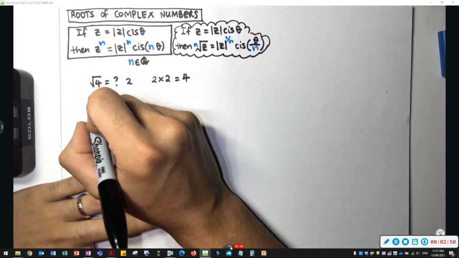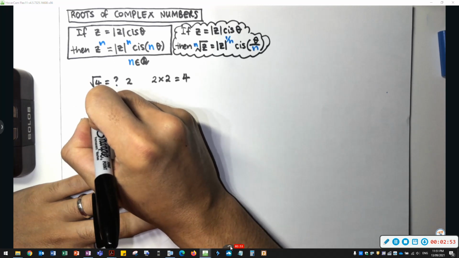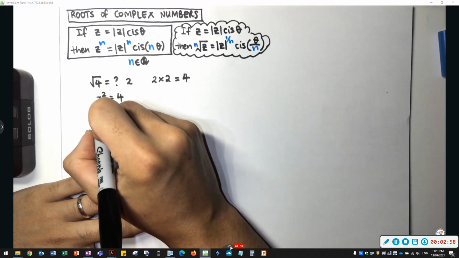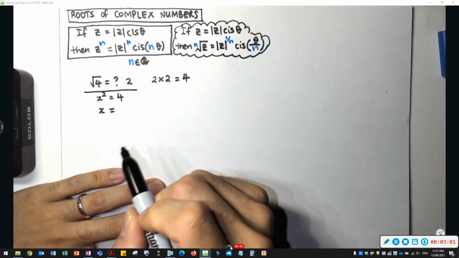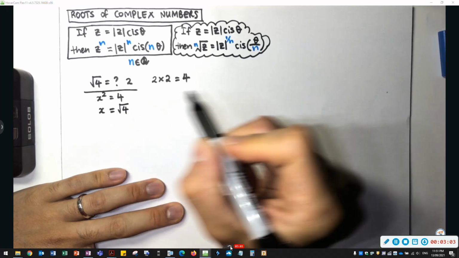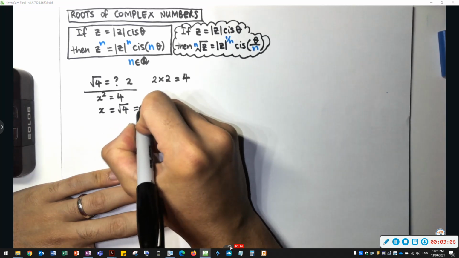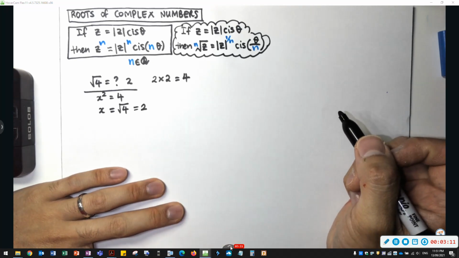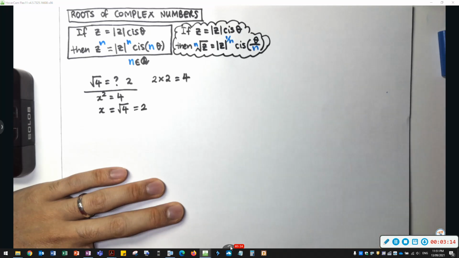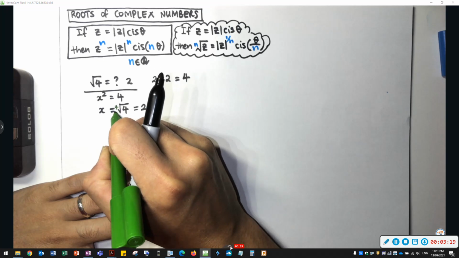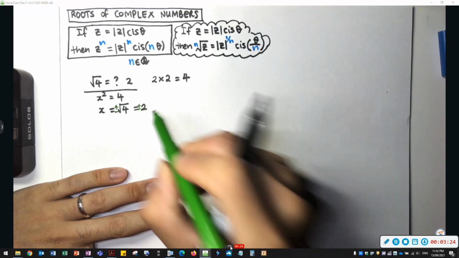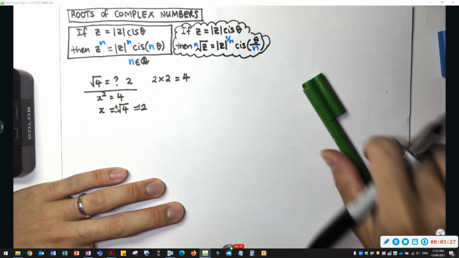So we can rewrite this in terms of an equation. We can say x squared equals 4. So what is x? Well, then x would be the square root of 4. And the square root of 4 is 2. Now when we're solving an equation, you'll need to understand that there's also a negative solution. This is where the plus and minus comes from. So you have to deliberately add a positive and a minus to show that there are two solutions. That's why you get plus and minus 2.